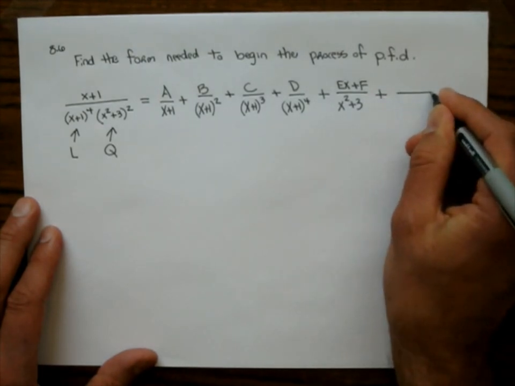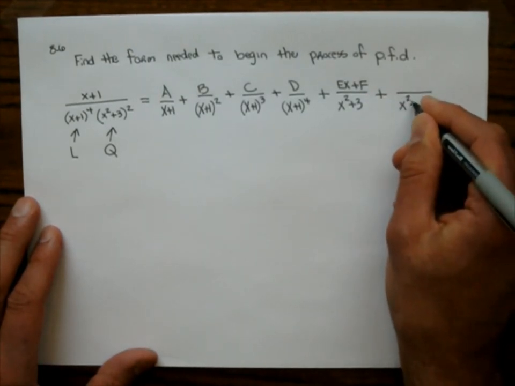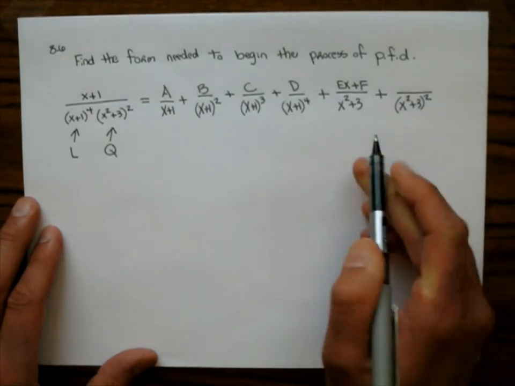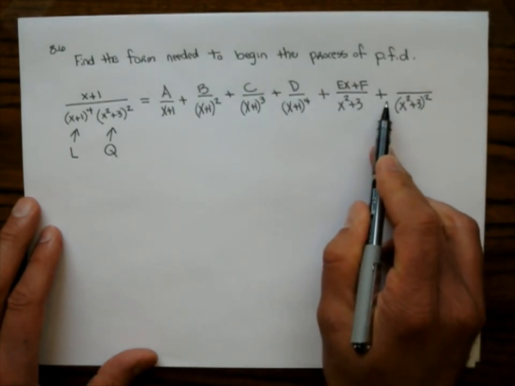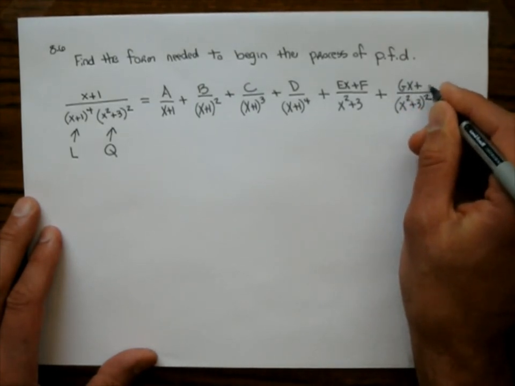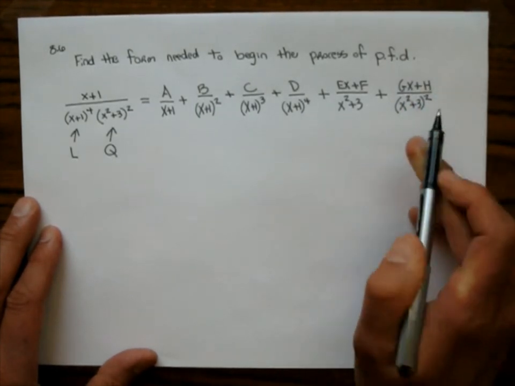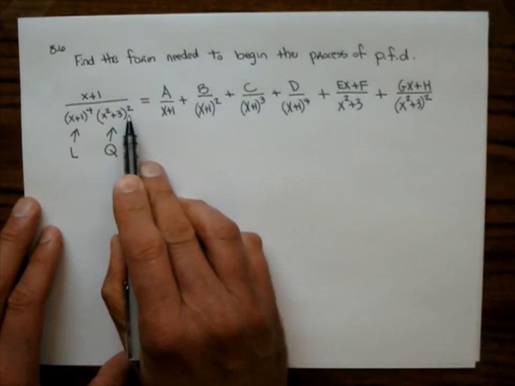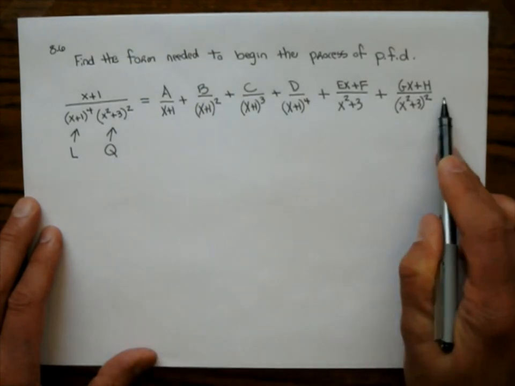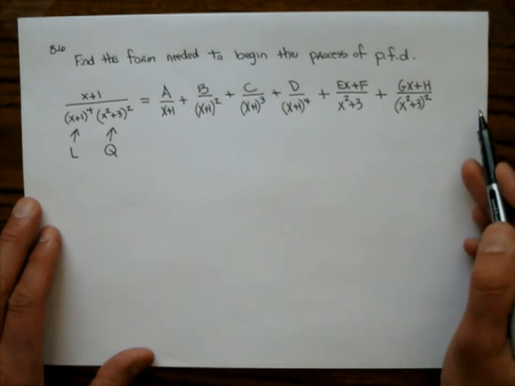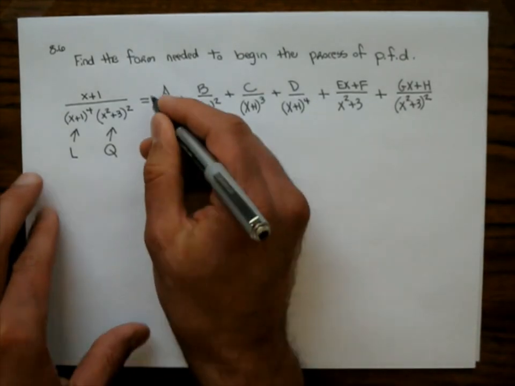And then we want to build this up so it says x squared plus 3 squared. And so now you need more letters of the alphabet. And here is gx plus h. And we usually like to make those letters, you know, the A through H, be capital. Now, if there was a third power there, then we would write another term. And it would be ix plus j over x squared plus 3 cubed. But it's not. That's what it was.